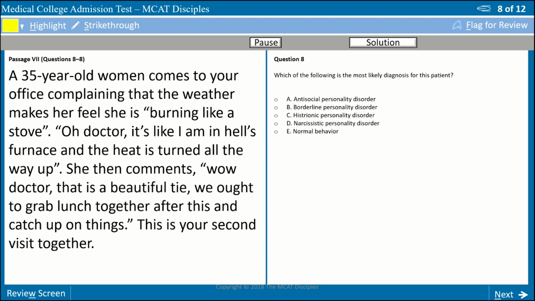This is an example of histrionic personality disorder. They're quite dramatic, as you can see: burning like a stove, I'm in hell's furnace and the heat is turned all the way up. And the comment, "Wow, doctor, that is a beautiful tie." I mean, that's very inappropriately familiar. But particularly what comes after is that she's perceiving their relationship as more intimate than it actually is. And this is very characteristic of histrionic PD.